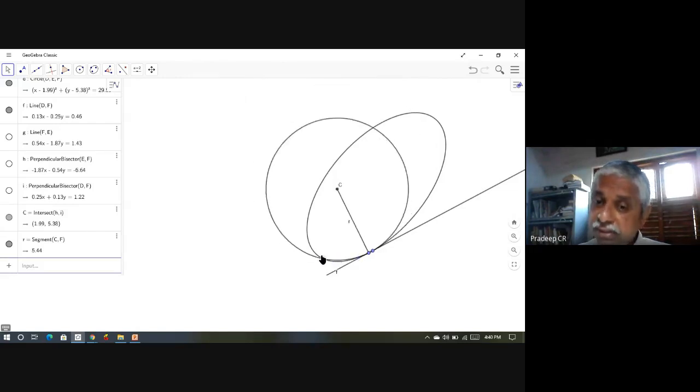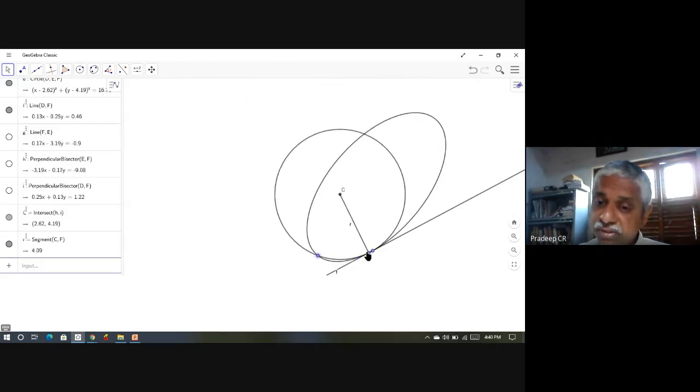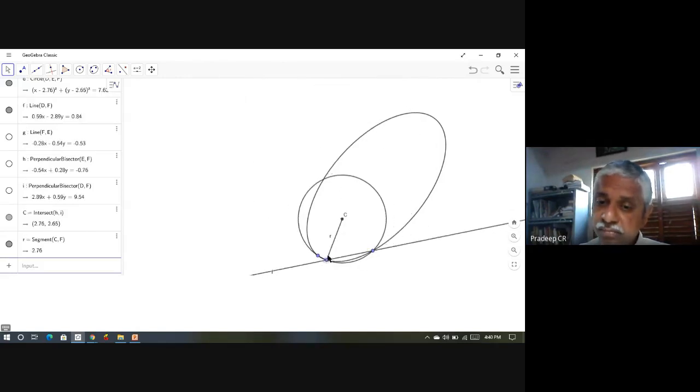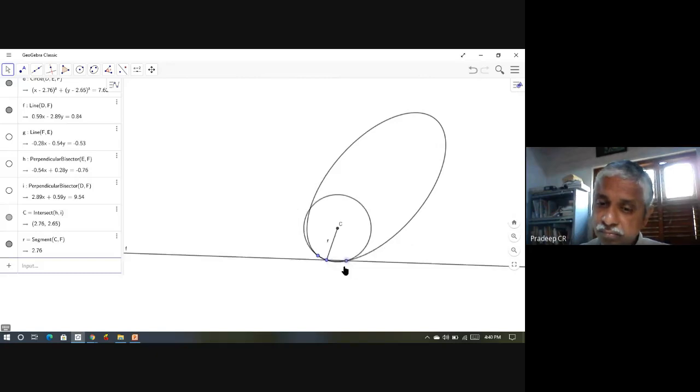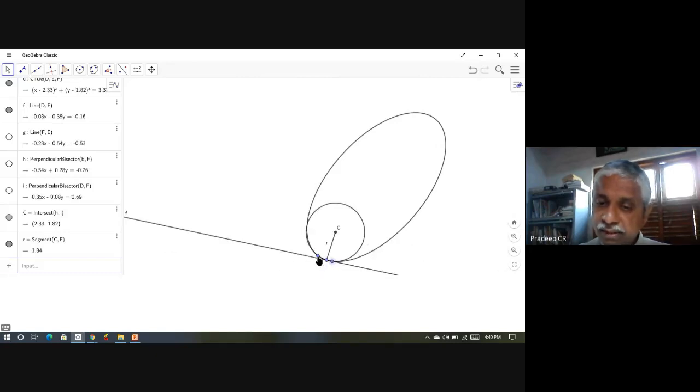If I go here, this radius of the circle becomes even smaller. See, your radius of circle has become very small. So what I'm trying to tell, again, let me repeat. You pick up any point on the ellipse, try to fit in a circle whose tangent is the same as the tangent for the ellipse at that point. At points like this, the circle will have a very small radius.